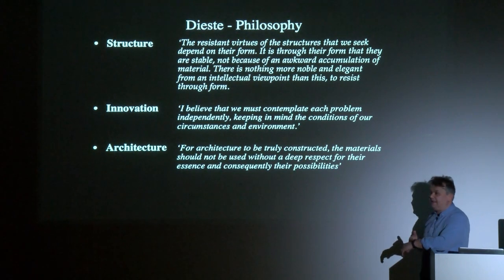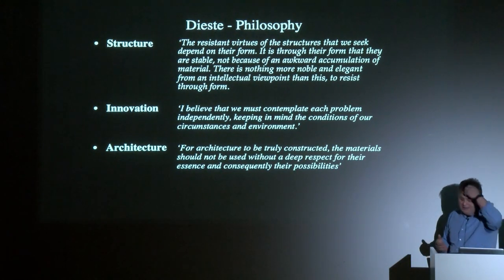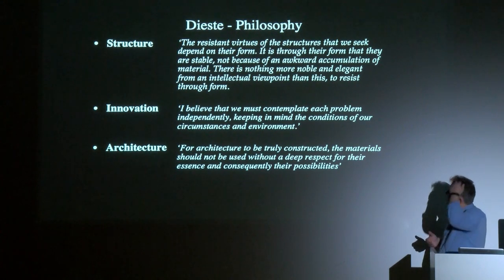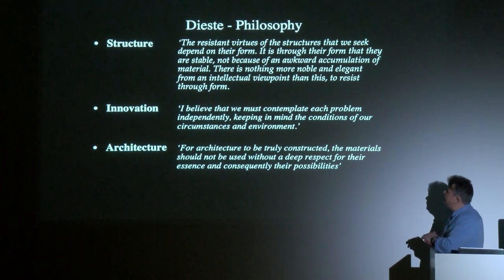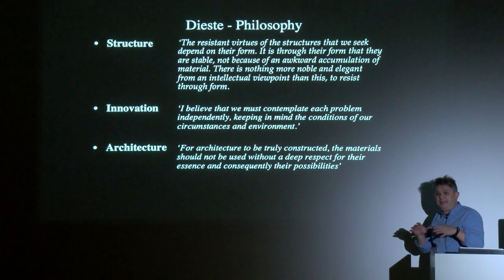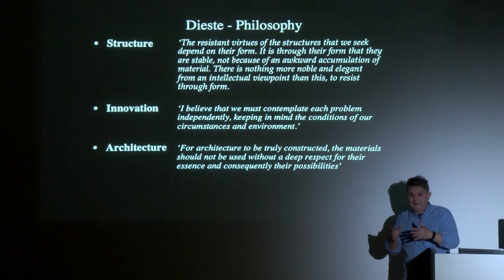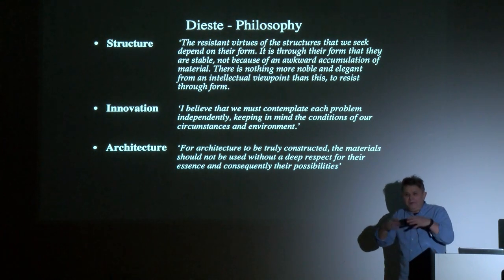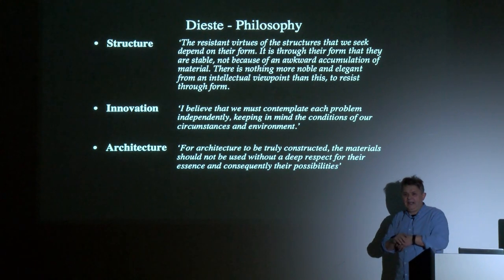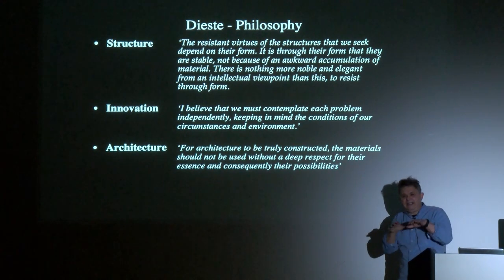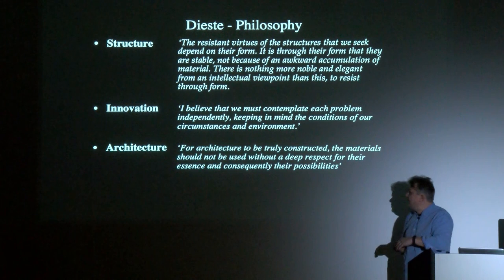And he believed, as he says in the last part of this, there's nothing more noble and elegant from an intellectual viewpoint than to resist through form. So what he means by that is when he makes a structure, he wants the structure to do as much as it can. Not really to rely on beams and columns, etc., but to rely on the shaping of the form to get the ideal system. And that led him to these complex three-dimensional geometries.